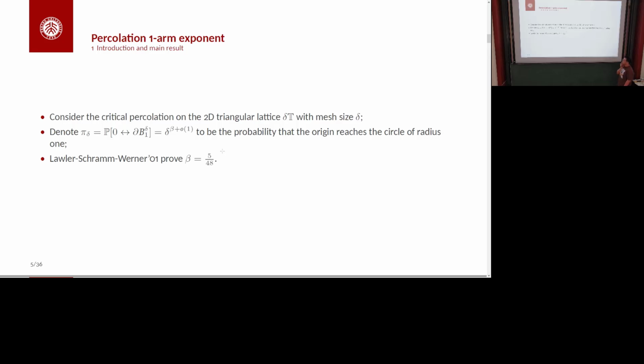Now to introduce our work, we start from the one-arm exponent. We consider site percolation on the triangular lattice δT with mesh size δ. We define the event π_δ as the probability that, on this triangular lattice, you start from 0 and reach the boundary of the unit disk. The probability behaves like δ to some exponent. And later Lawler, Schramm and Werner proved that the exponent is 5 divided by 48.